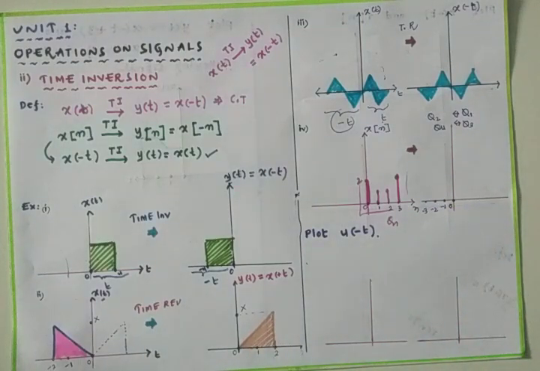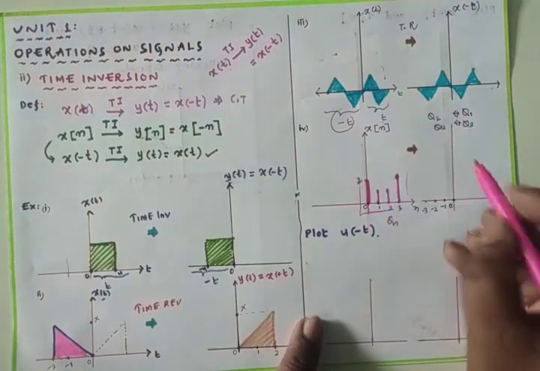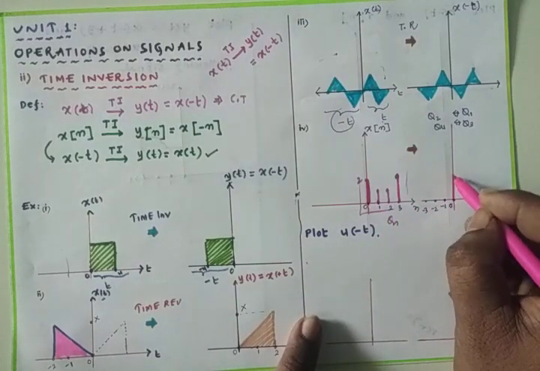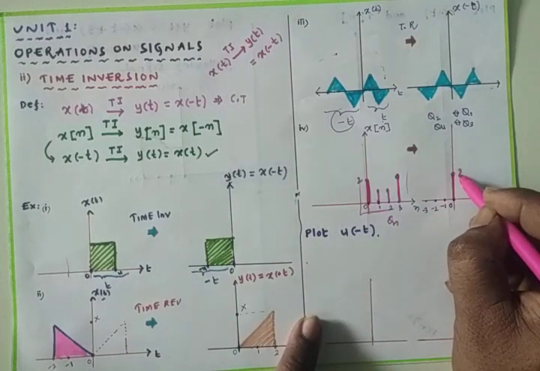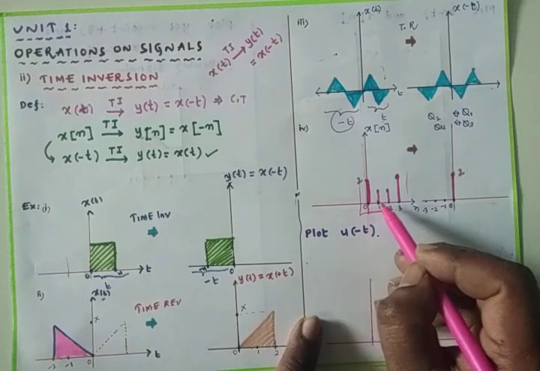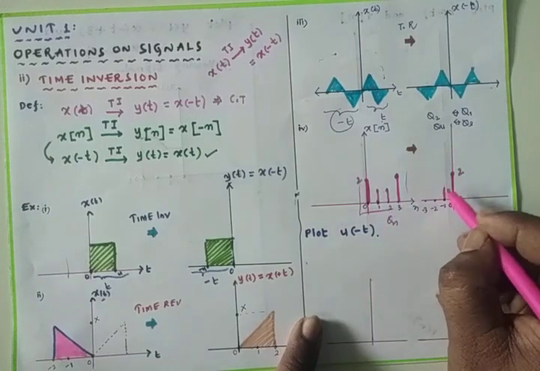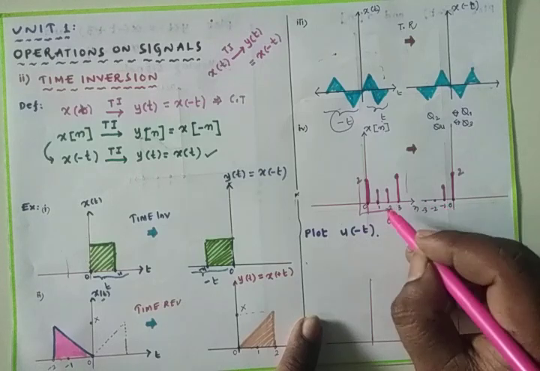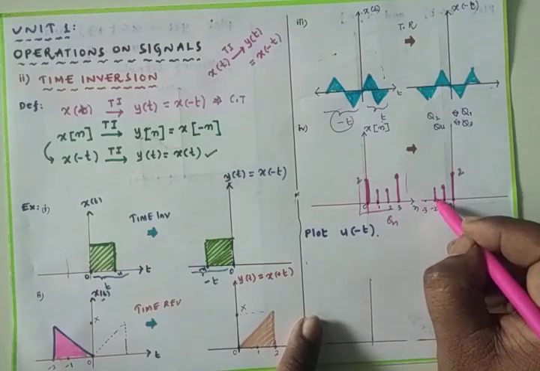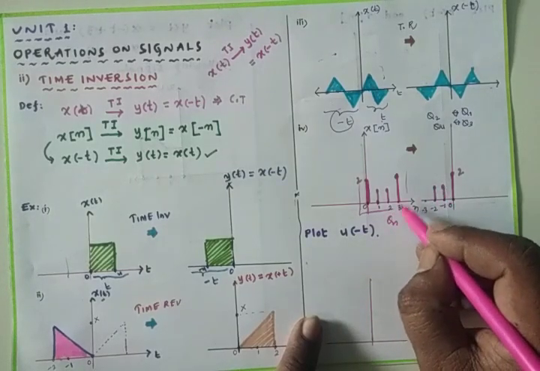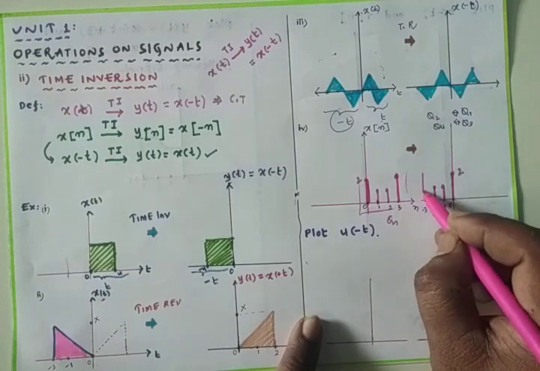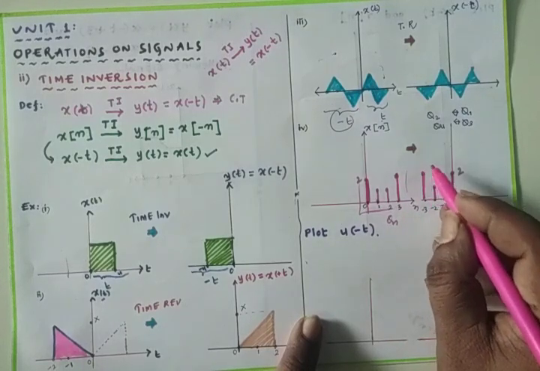At 0, what is the amplitude the signal is having? At 0, the signal is having 2. It remains the same, we are not changing the signal. It is 2. At 1, what is the signal? It is 1, so that at minus 1 that will come on minus 1. At 2, what is the signal? It is 2. At 3, what is the signal? It is 2. That will come at minus 3.